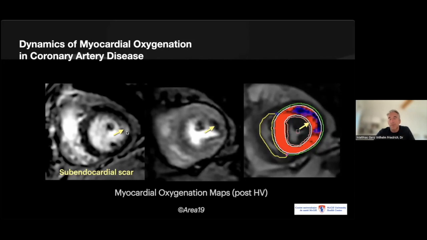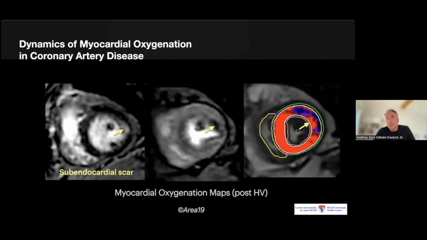infarct, you do not use oxygen. So there is no deoxygenation in that infarcted tissue. It's simply because it's not viable. So this just highlights the potential of this technique. And again, there's no contrast agent, no stress agent, no needles, and it's just a 3-minute data acquisition protocol.